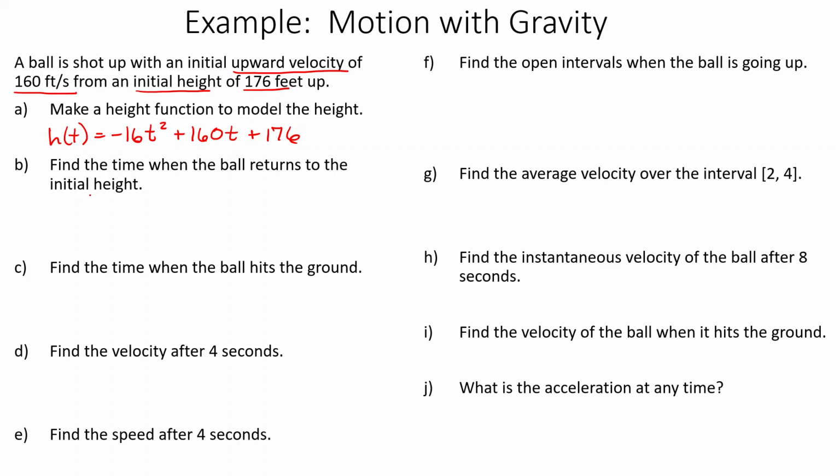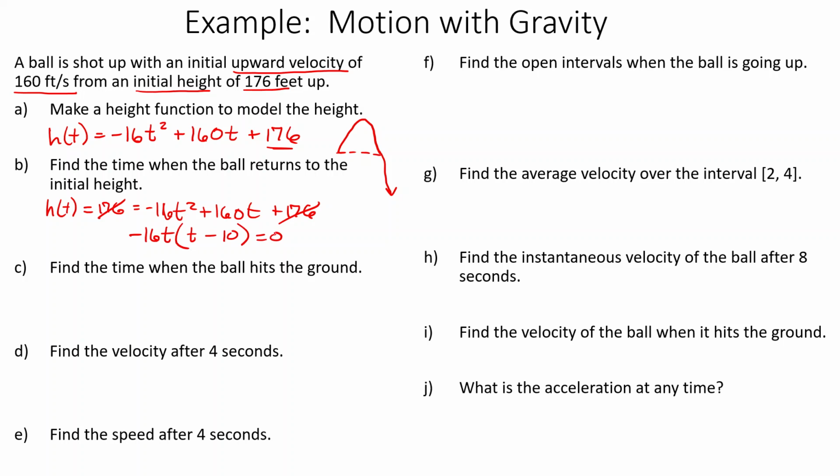Find the time when the ball returns to the initial height. So it's going to start off by going up, and then it's going to come back to the initial height, and then it's probably going to keep going down for a while afterwards. So to do that, we take our h of t, and we set it equal to 176, our initial height. So negative 16t squared plus 160t plus 176. The 176 are going to cancel. So we can factor out a negative 16t. We're going to be left with t minus 10 equals 0. So it looks like t equals 0 and t equals 10. T equals 0 is the starting time when it's there. 10 seconds later, it looks like it's going to hit there. So it looks like t equals 10 seconds is going to be our answer.